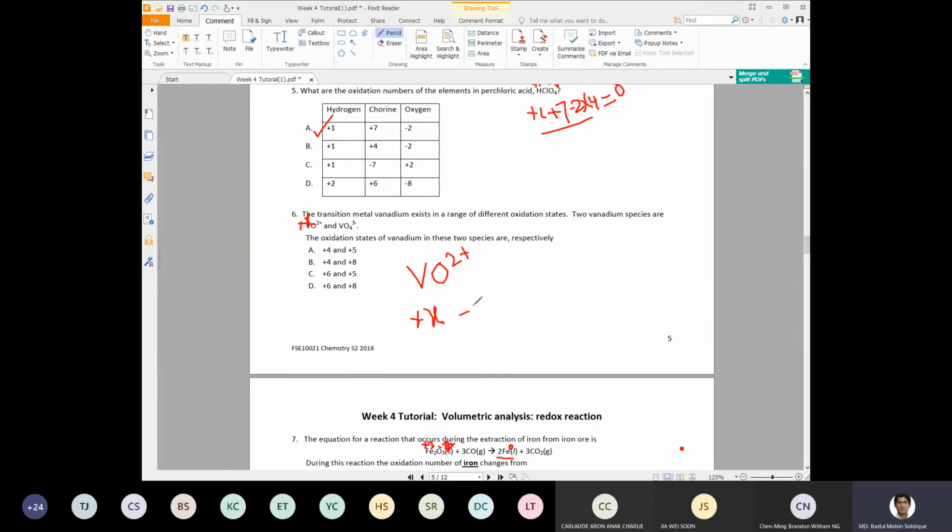than vanadium, and there is only one atom of oxygen. So X plus -2 is equal to +2. So in this case, X is equal to +4. In the same way, if we go and find the vanadium tetroxide, we will find +5. So this is why +4 and +5 is the answer to the question.